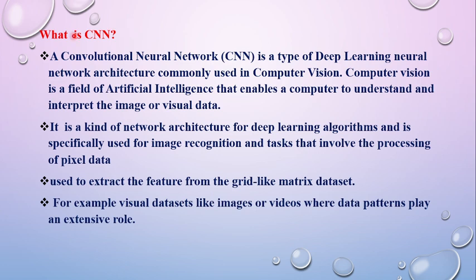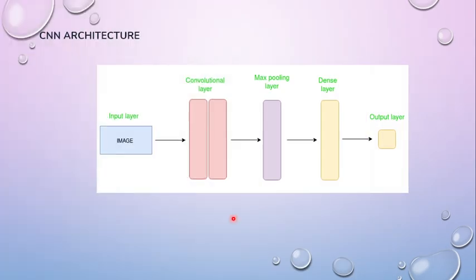Let's say a real-time example: consider visual data sets like images or videos, where data patterns play an extensive role. Here is a simple architecture. The CNN architecture consists of multiple layers: input layer, convolutional layer, max pooling layer, dense layer, and so on. When I get time, I will definitely try to implement the CNN with Python coding. This is an image where I want to convey some of the information in a simple manner.